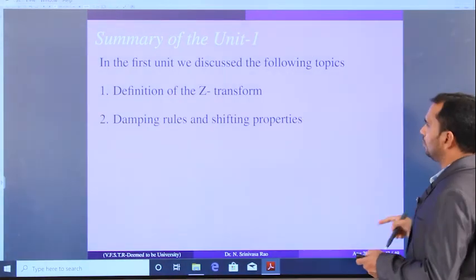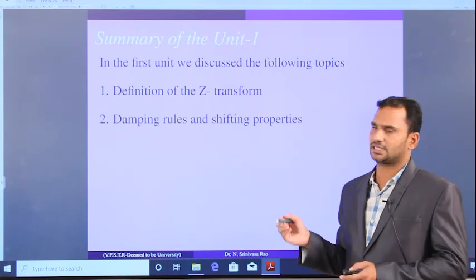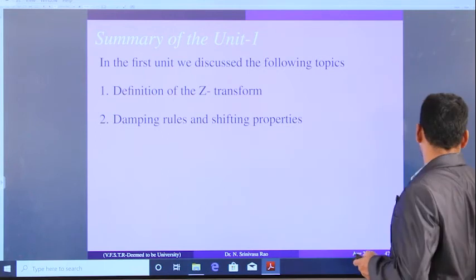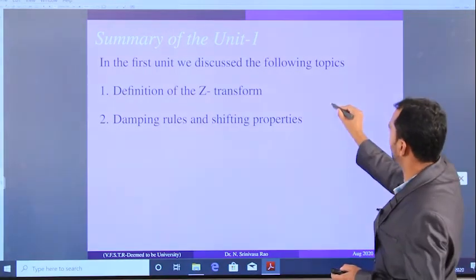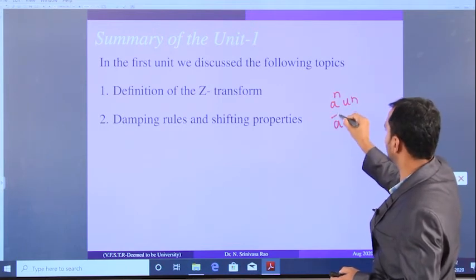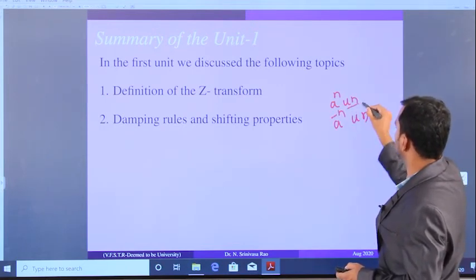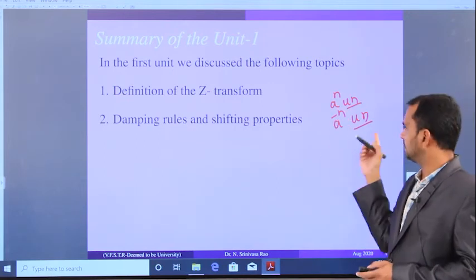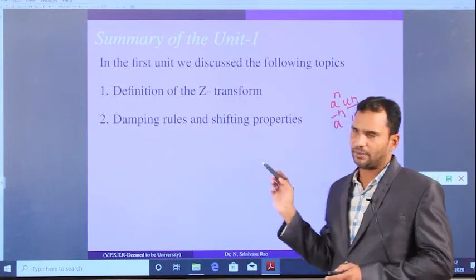Okay, the next one is damping rules we discussed, and shifting properties. What are the damping rules? When any function is multiplied with a to the power n, like a to the power n un or a to the power minus n un. So any sequence multiplied with a to the power n or a to the power minus n, in this case we are applying damping rules.